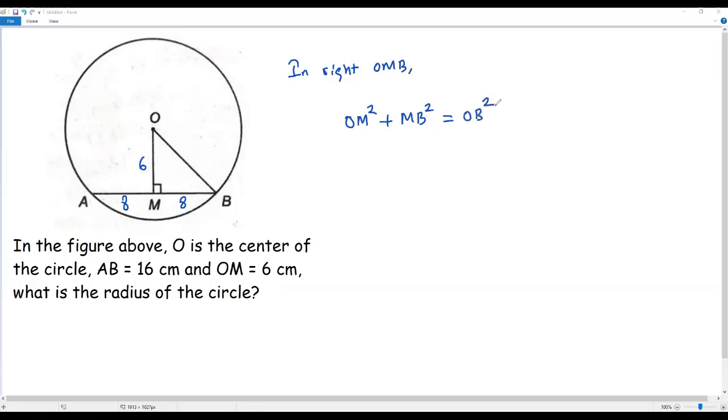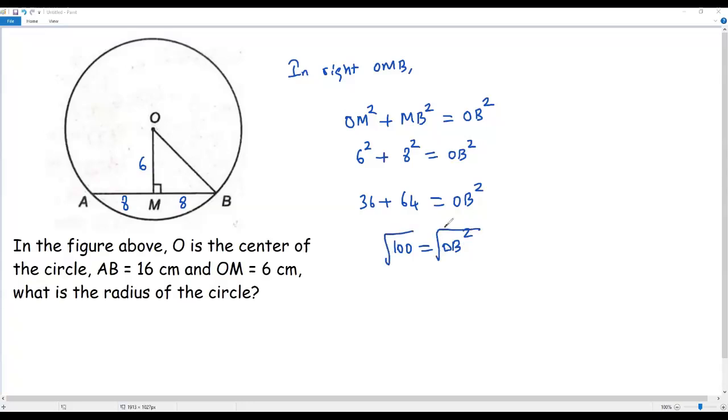which is OB square. Already we know that the length of OM is 6, so we can plug in 6 for OM, then we get 6 square, and for MB we have 8, so 8 square is equal to OB square. So 6 square is 36 and 8 square is 64 equals OB square. When I add them, 36 and 64, I'm getting 100 is equal to OB square. My aim is to get the length of OB, so I have to get rid of the square. For that, I have to take the square root on both sides.